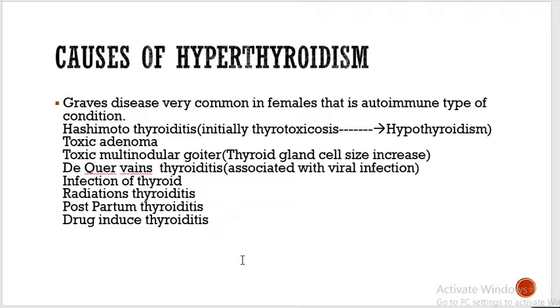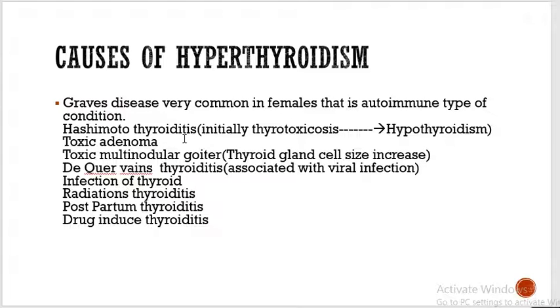It means autoantibodies form against the TSH receptor on the thyroid gland. When the TSH receptor is stimulated more and more, more and more thyroid hormone, T3 and T4, is produced. The second cause is Hashimoto thyroiditis. In Hashimoto thyroiditis, initially there is inflammation, and then more and more T3 and T4 enter the circulation. Initially there is a thyrotoxicosis stage, meaning the hyperthyroid stage.